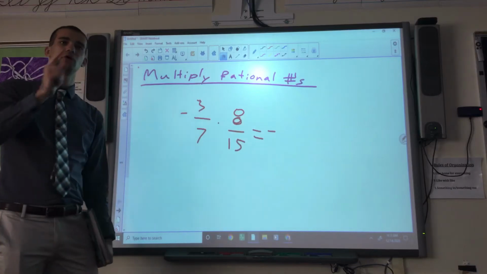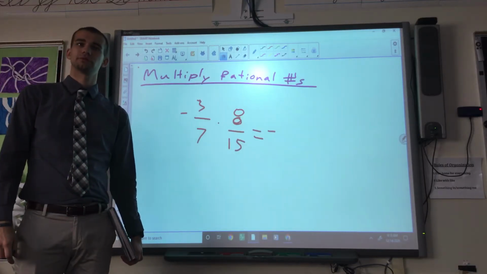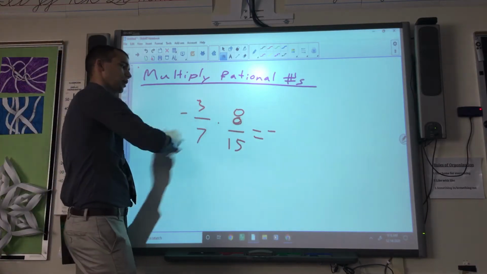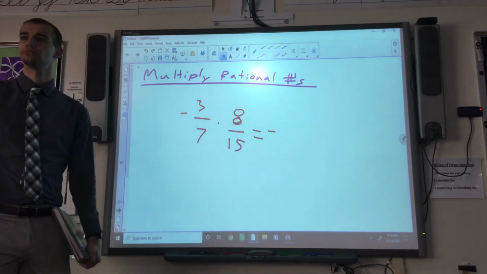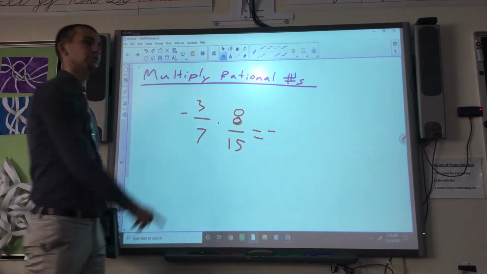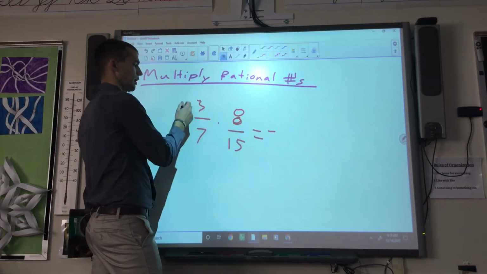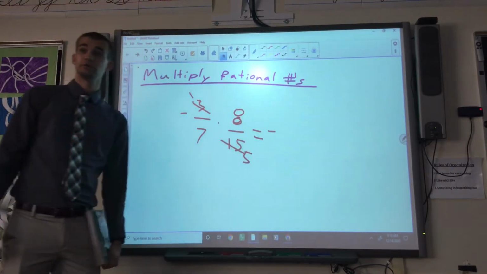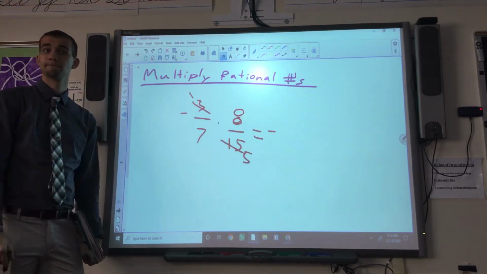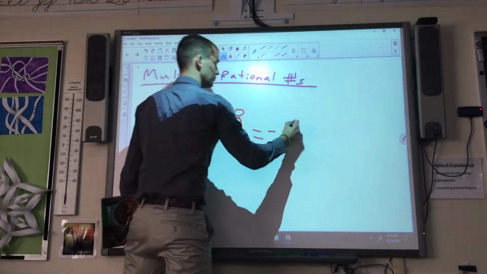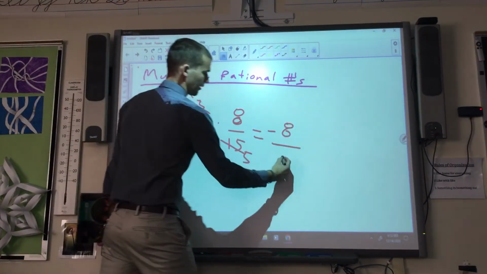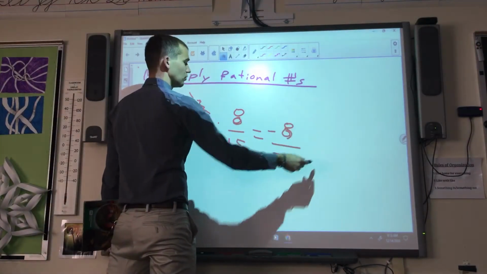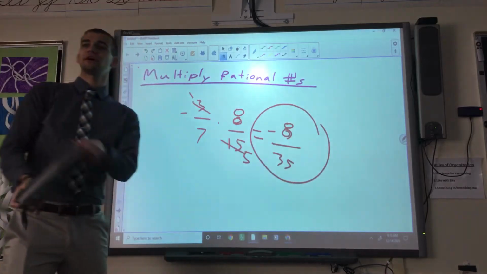What do you do when you're multiplying fractions? You multiply straight across. But before you do that, what can you do? You can connect the 3 and the 15. They have a 3 in common. Divide both by 3. This becomes 1. This becomes 5. Anything else you can do? No. So 8 over 35. Can you reduce that at all? No, you cannot. So negative 8 over 35 is your final answer.